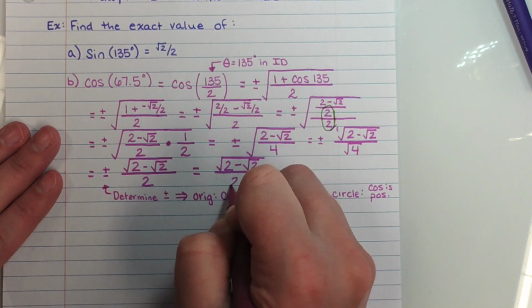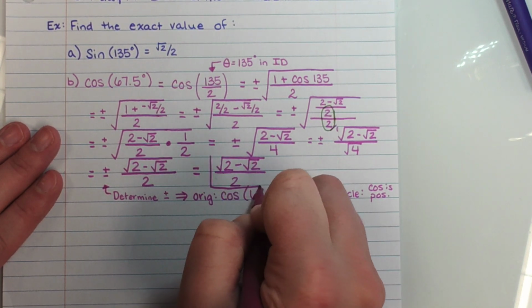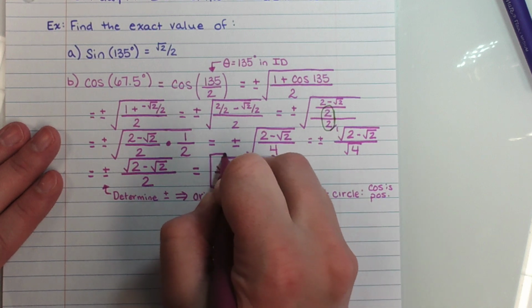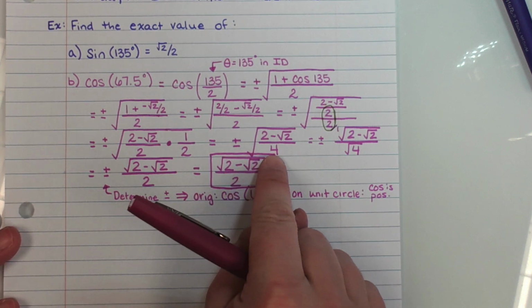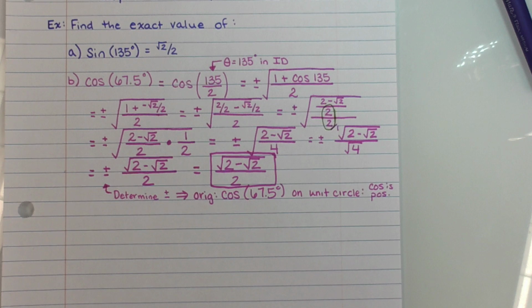These problems, at no point become particularly pretty. Our final answer is the square root of 2 minus the square root of 2. Make sure that that first square root is big enough to include this little square root, all over 2.